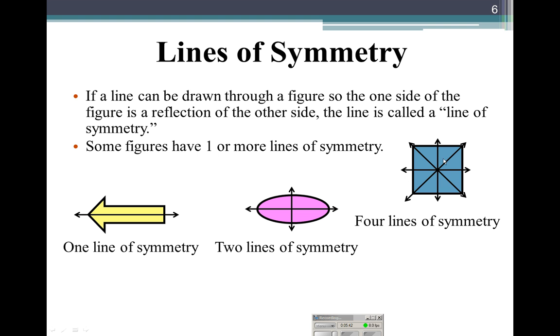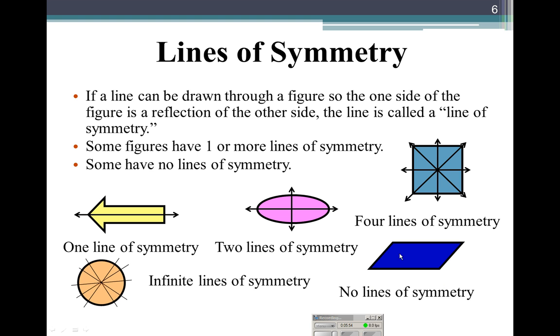A square has four lines of symmetry. A circle has infinite lines of symmetry. You can fold it in half an infinite number of ways. This parallelogram doesn't have any lines of symmetry. There's no way that you could fold that perfectly in half.